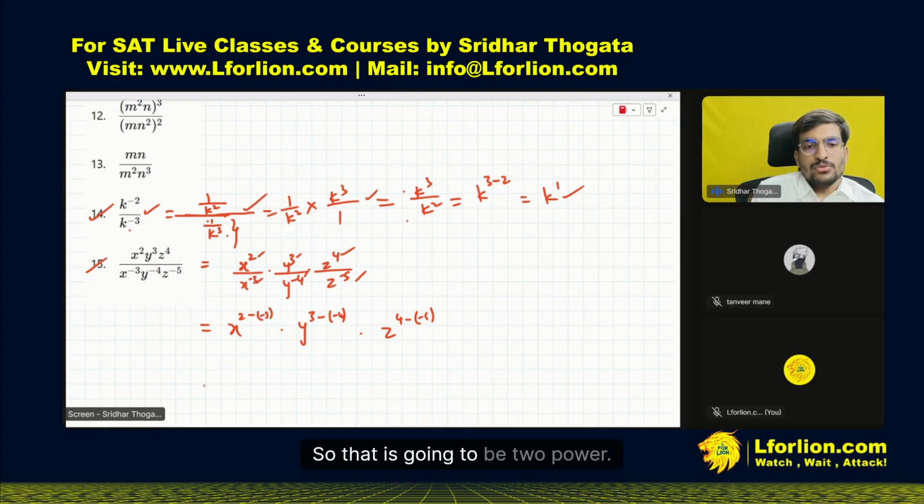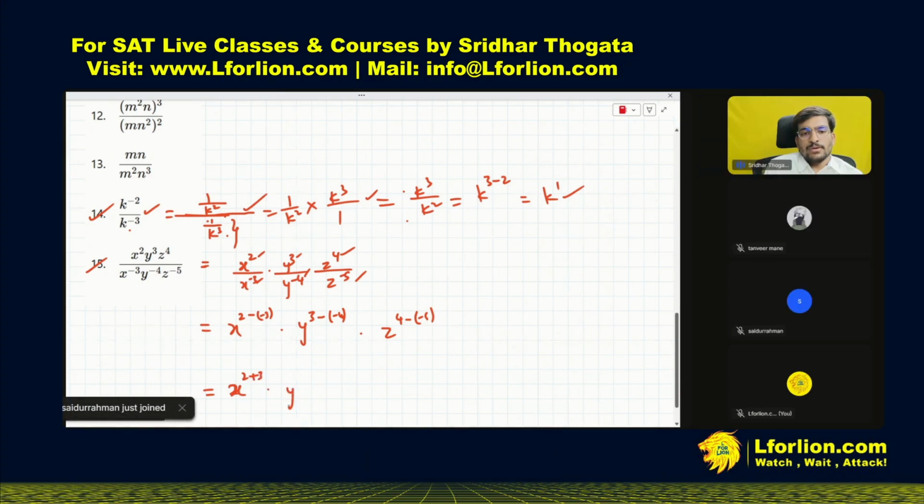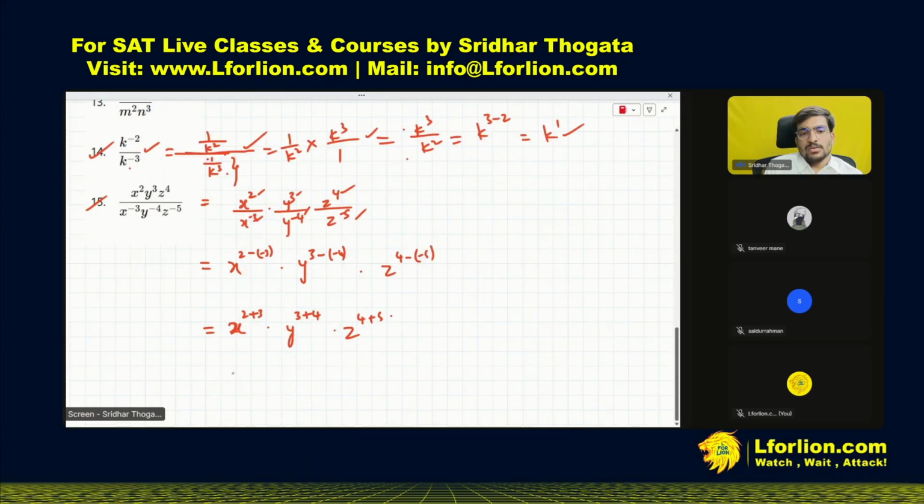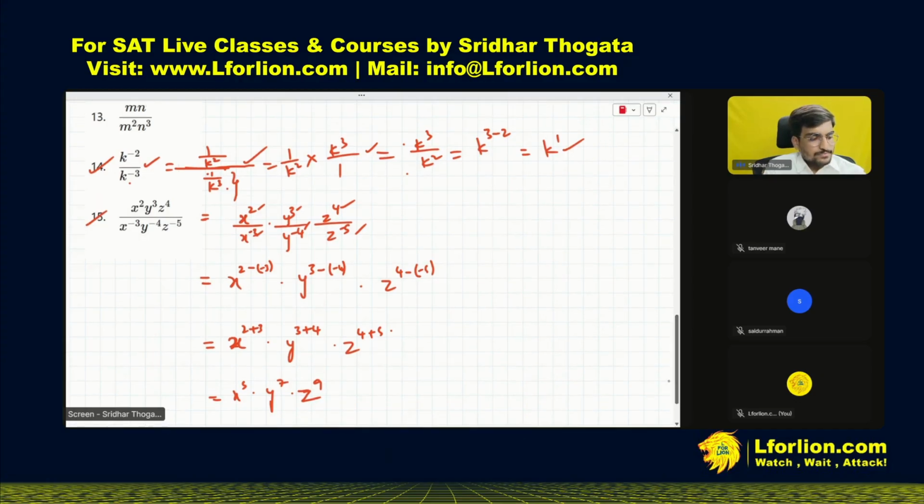So that is going to be x power 2 plus 3, y power 3 plus 4, and z power 4 plus 5. So that is going to be x power 5, y power 7, z power 9. So this is what we get after solving.